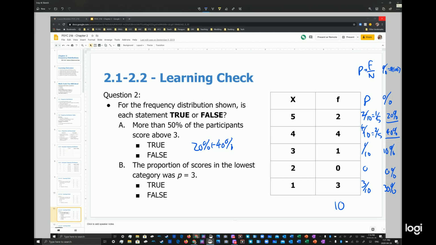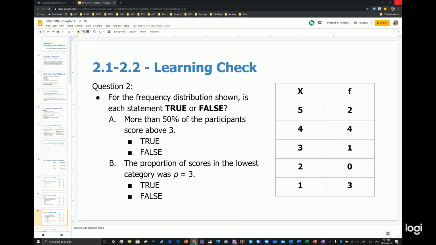Now how about B? Is the proportion of scores in the lowest category 3? Now remember, it's proportion of scores. So if we've already done the proportions, and we think back to what it means to calculate proportions, and even if we add up all the proportions, there's a maximum number that proportion could be. And we can compare that with this value to see if that's possible. So let's take a look then.